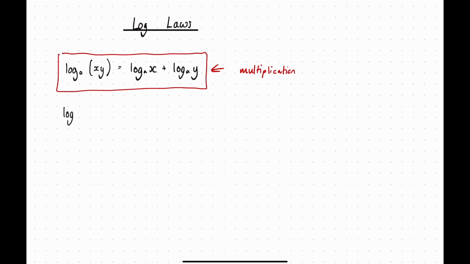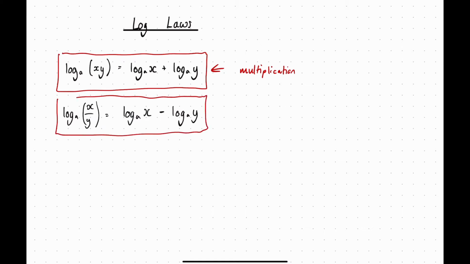The next one is very similar. If you've got log base a of x over y, then that can be rewritten as log base a of x minus log base a of y. Again, it goes both ways, and this is our division law.